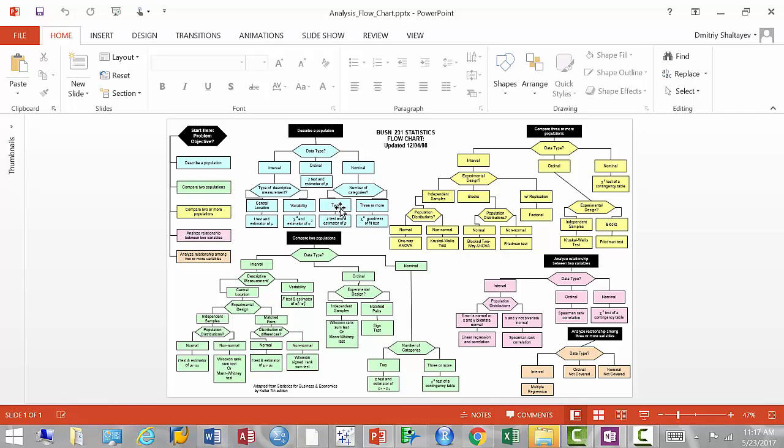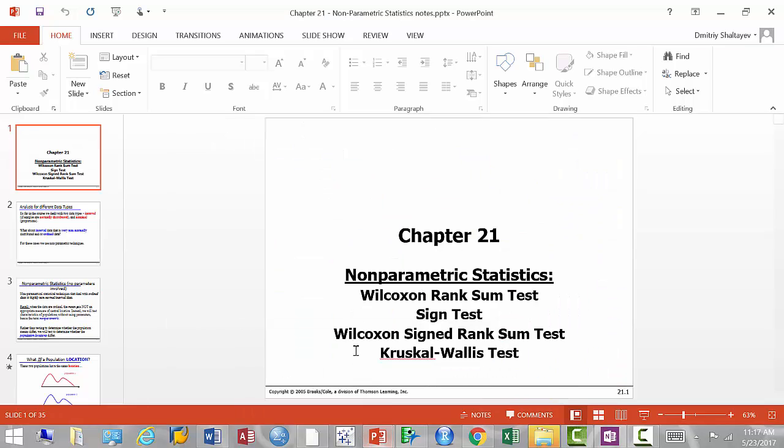Okay, the only thing remaining is what do we do when we cannot use the notion of the mean? And that's where the non-parametrics come in. Okay, so today we're going to start discussing non-parametric tests.